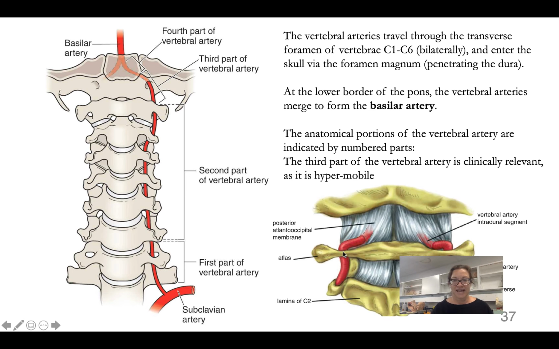Immediately rostral to the atlas, it takes this almost 90-degree turn and veers medially through this atlanto-occipital membrane into the skull, the cranial vault. And in taking this turn, it is really hypermobile. So in a quick, high acceleration, lateral rotation of the head, this artery, this section, the third part of the vertebral artery, is stretched.